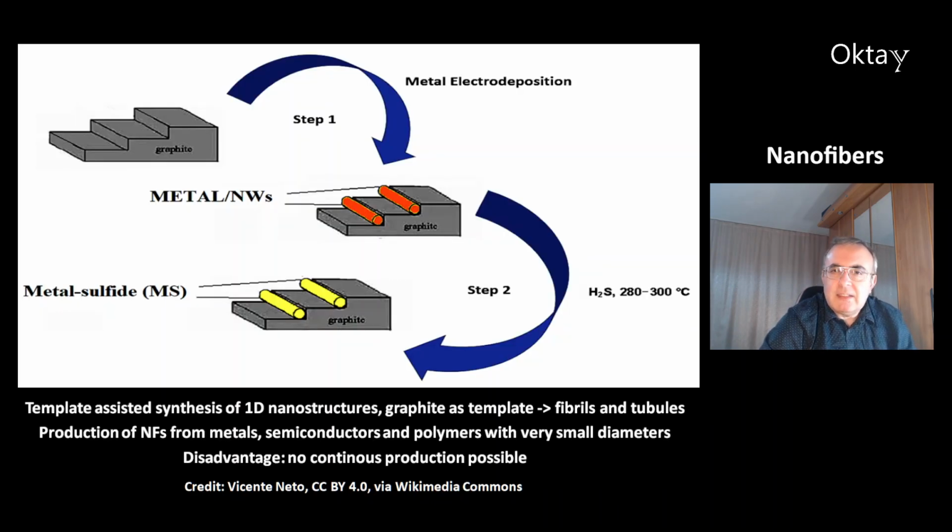This is another synthesis method, the template-assisted synthesis of 1D nanostructures. You use a template, for example, graphite. This allows you to make fibrils and tubules. So this is a production method for nanofibers from metals, semiconductors, or polymers. The advantage is you can achieve very small diameters. The disadvantage is this is not a continuous production process.